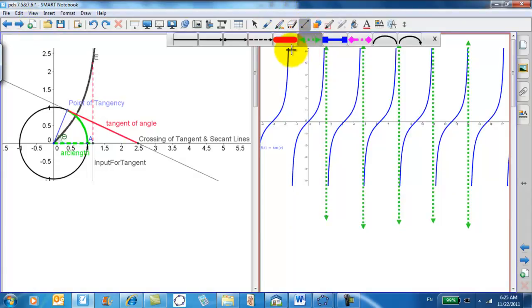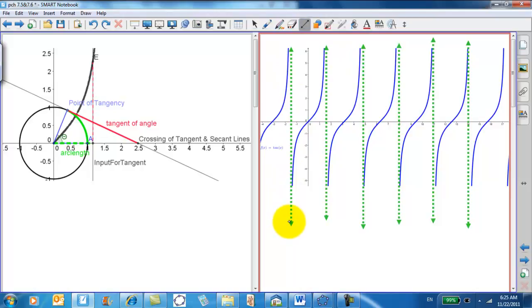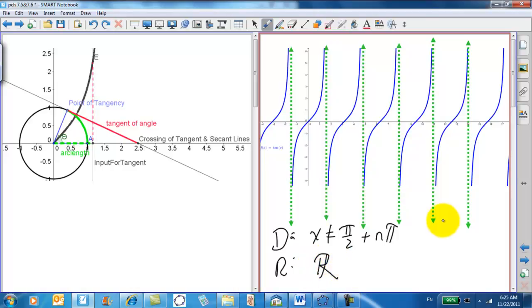Infinite number. And they keep going. So that gives us domain restrictions. So the tangent has got a domain of x cannot equal pi over 2, because basically the tangent of pi over 2 is undefined, plus any multiple of pi added onto that. The range is all reals. All real numbers, because look, we can take on any possible real number.